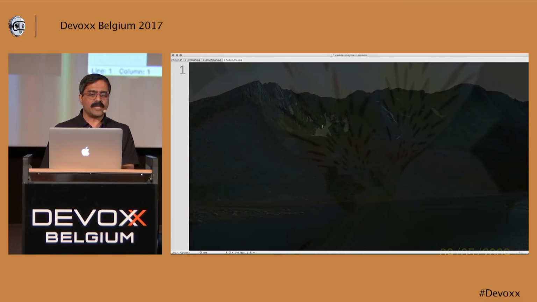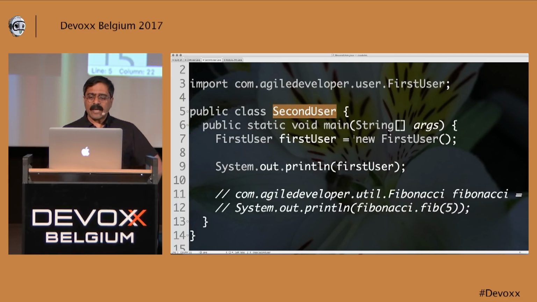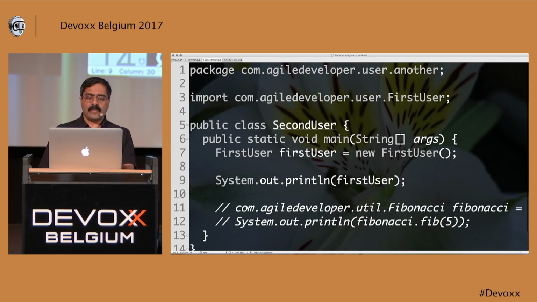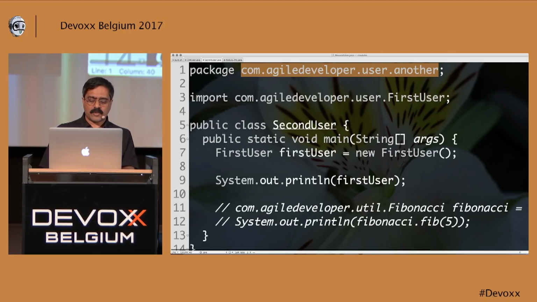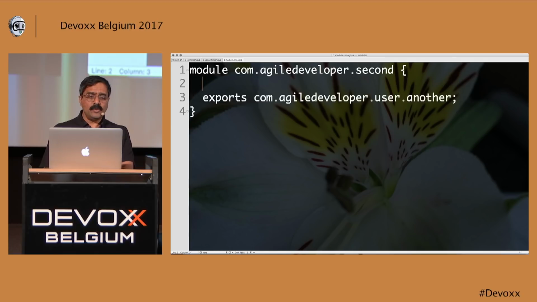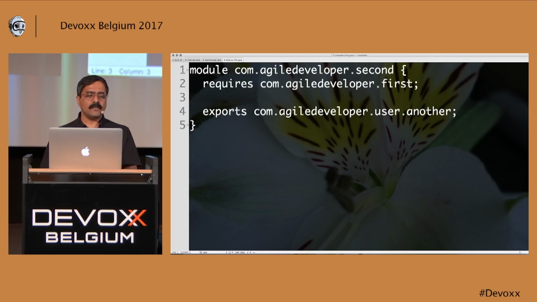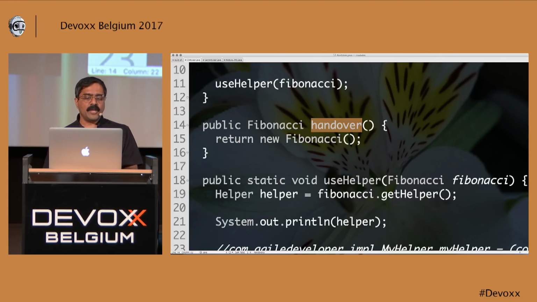Let's open up all the Java files in here. Here's my second user. Second user says, I'm going to use first user. Hey, no problem. This is like the Jane and Sarah classes. I get the first user. How do I use this? Very simple. My package is called another. So I go to the module and say module com.agile.second. Second is my package, and I'm going to say exports. And what am I going to export from here? I'm going to export this another package. I have to do a requires com.agile.first. That's the module I'm going to bring in. So all this is fine so far, right? We brought that in. We're using first user. Everybody should be happy so far.